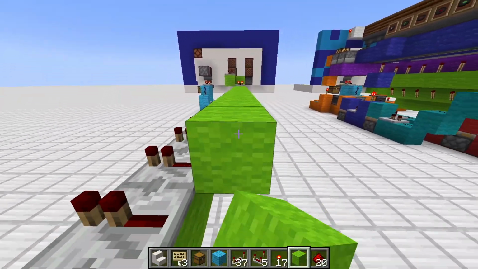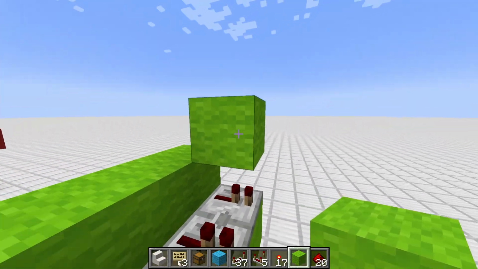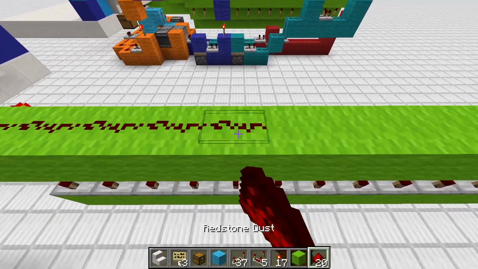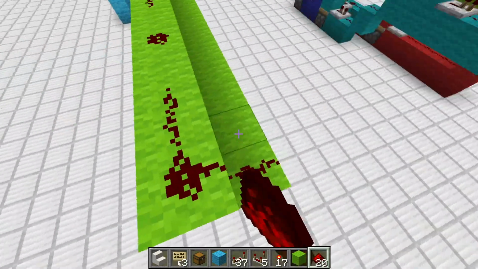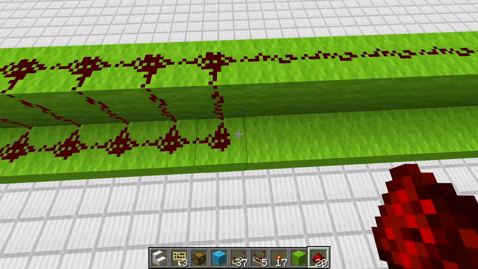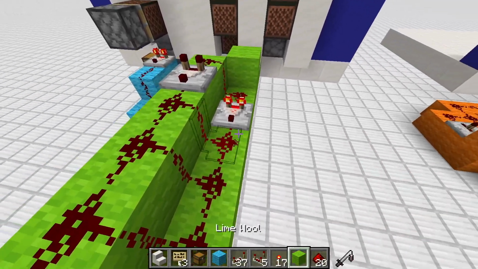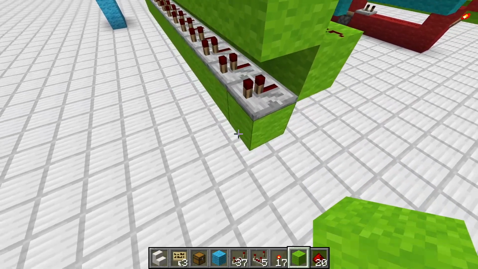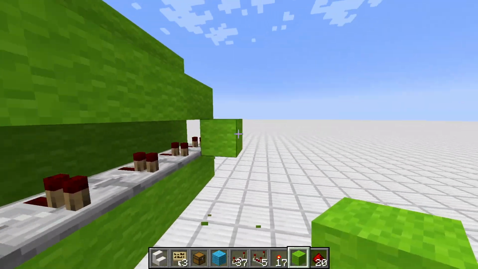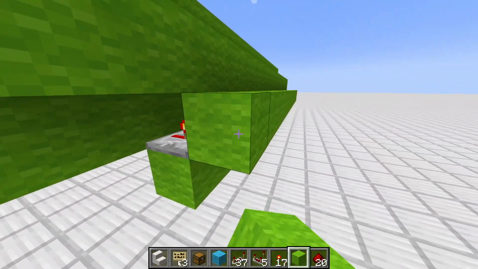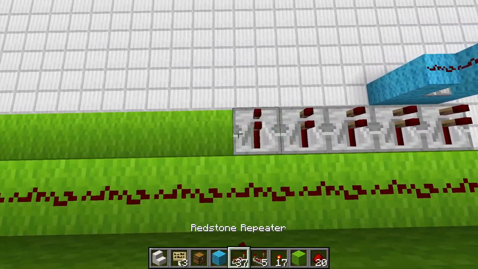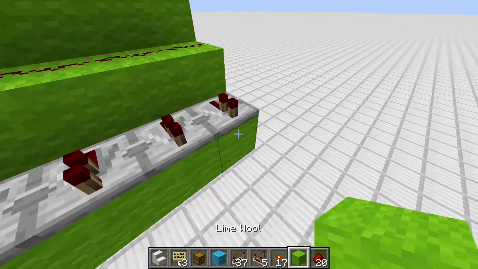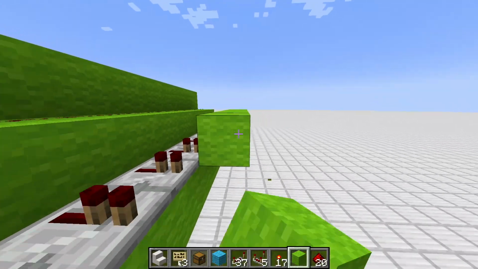Then we're gonna go all the way with blocks in this direction and all the way with blocks into that direction. So then we're gonna place in redstone everywhere. And we're gonna separate those 2 lines with another row of blocks. Then we're gonna place a block in front of each of those repeaters, place a repeater on each of those blocks, all set to 1 tick. Then another row of blocks.